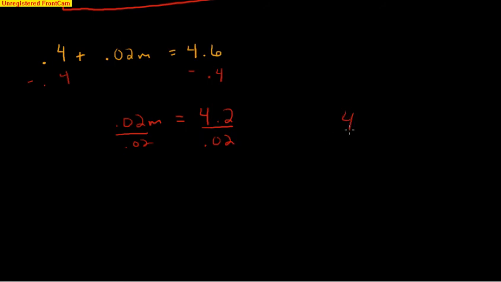And we'd say, okay, 4.2 divided by 0.02. Move the decimal 2 places over. Move the decimal 2 places over. Let's pretend these aren't here. I'll X them out. And we'd end up with 2100.